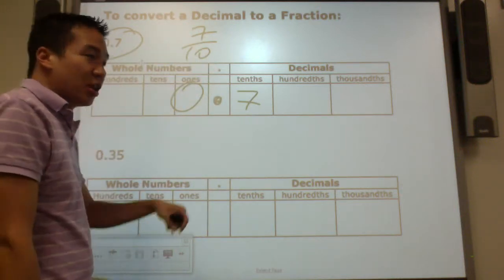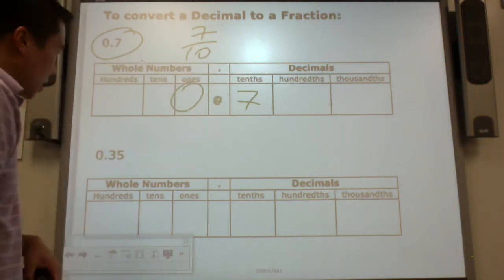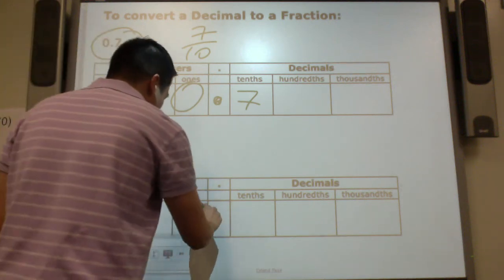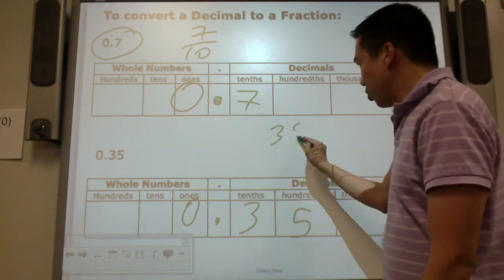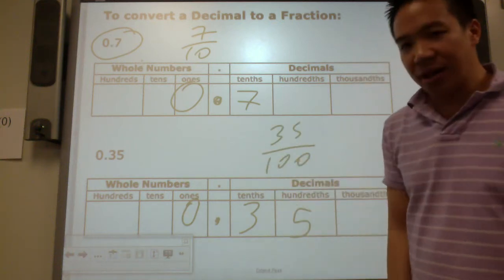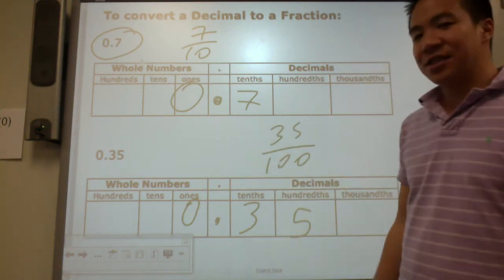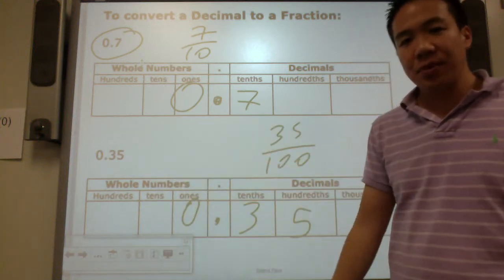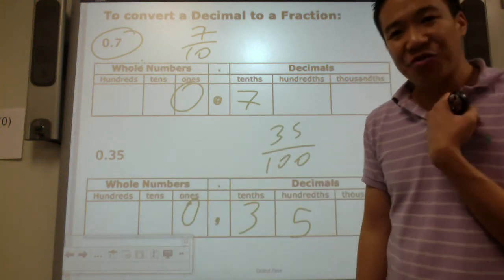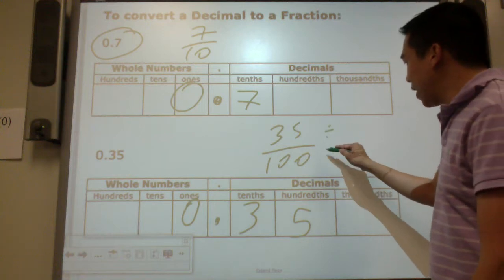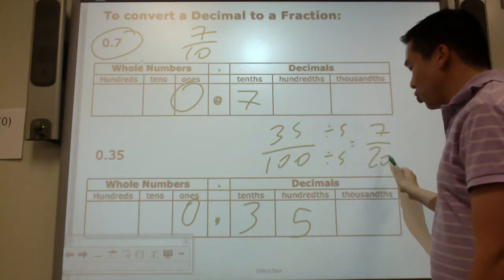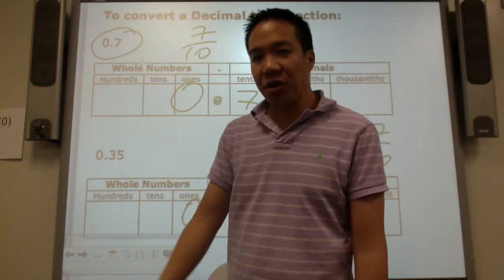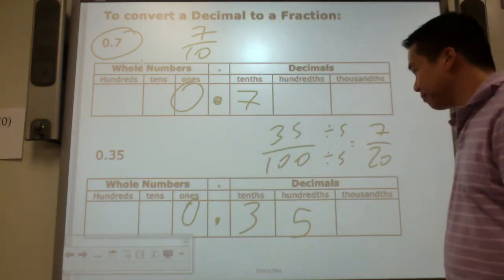This is the fraction equivalency for this decimal. Next one, 0.35, or 35 hundredths. And this is the fraction equivalency of this decimal. Did you know you can simplify this fraction? You can break it down by dividing by 5 and get 7/20. So 7/20 and 35/100 are all equivalent.